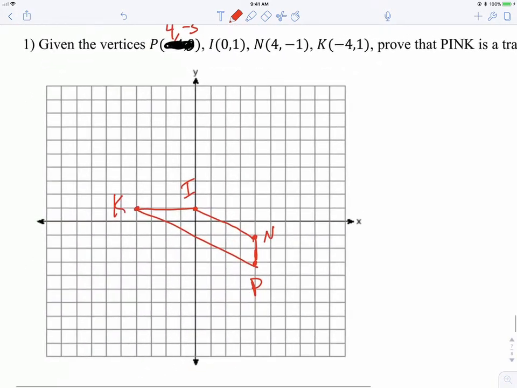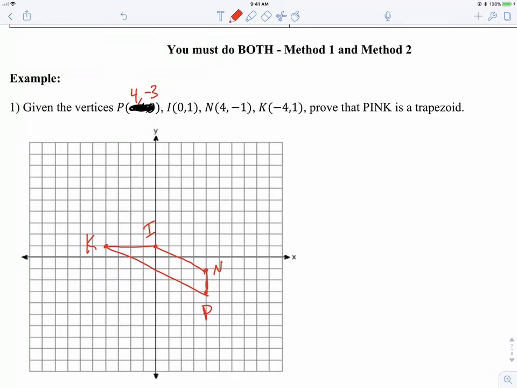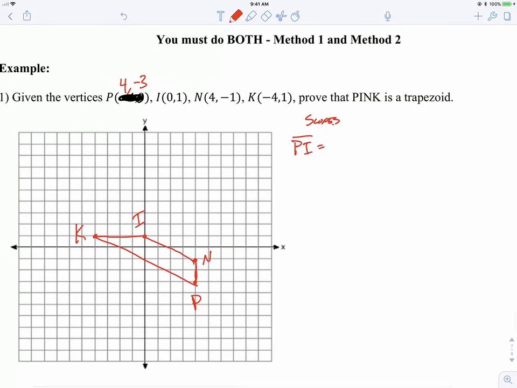So I've already graphed it here. I'm going to go through these slopes pretty quickly because by now you should be pretty good at taking the slope. So the slopes of PI, I'm going to go calculate those. Oh, I'm sorry. I don't want to do slope of PI. I've got to look at this figure. PI would be a diagonal, right? So you've got to watch out for that. You don't want to do slopes of diagonals, not helpful.